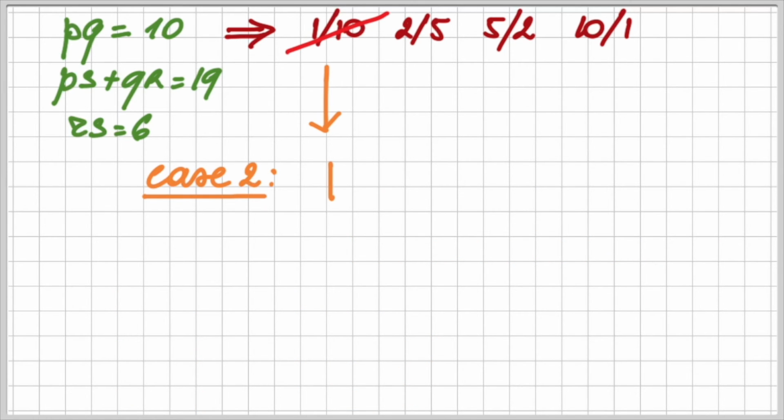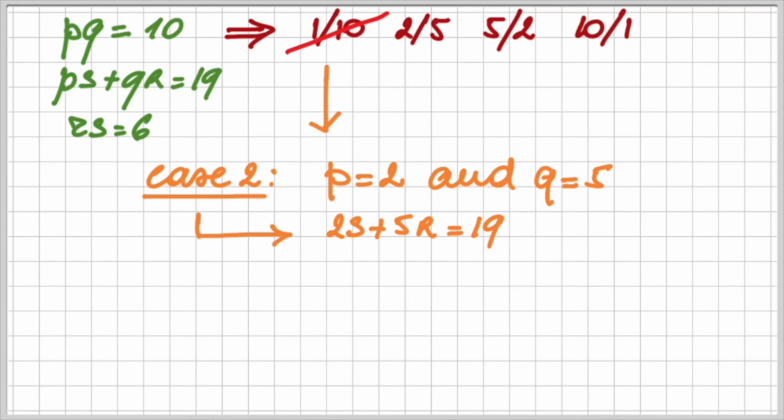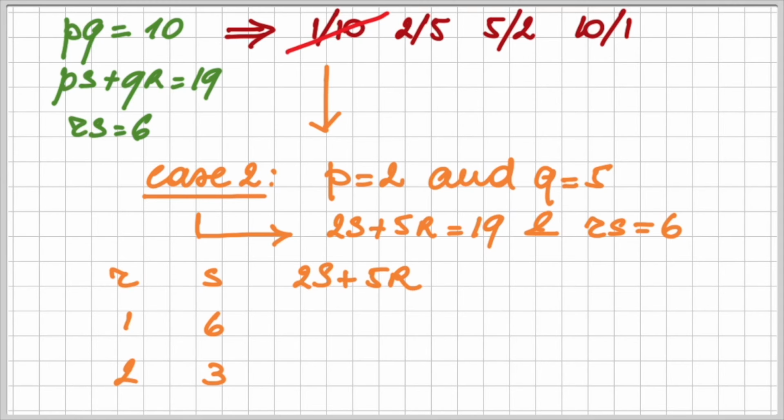And case 2, in this case, I say P is equal to 2 and Q is equal to 5. We do the same thing. Our equations are transformed. So we have 2S plus 5R equal to 19. And R times S is equal to 6. So we do the same calculation. R and S, we have 1, 6, 2 and 3. Those are still the same values because we only have P and Q that are changing. And the equation 2S plus 5R also changes.